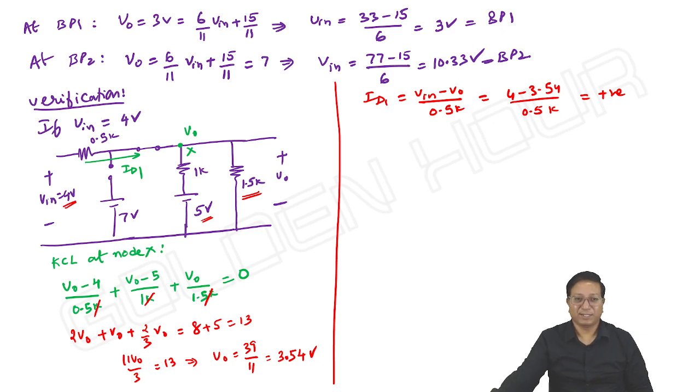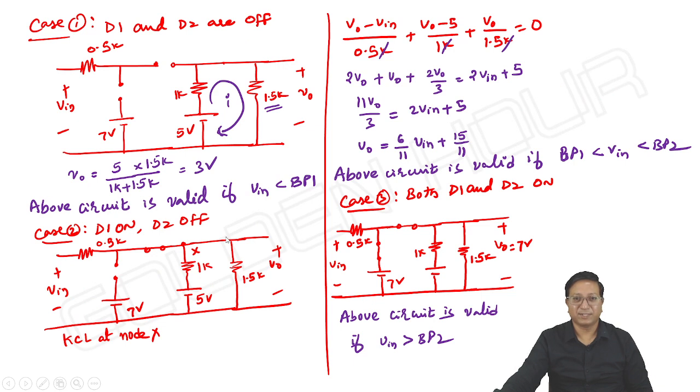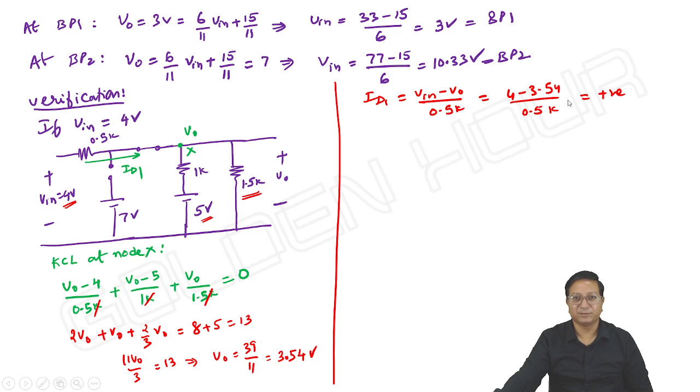Okay, this is one case. I'm taking a value less than 5 and above the breakpoint. Still, what happens? D1 on, D2 off. Correct. Case 2 is valid. Next, case 3: both D1 and D2 are on for input greater than 10.33. That's the meaning of the second breakpoint.